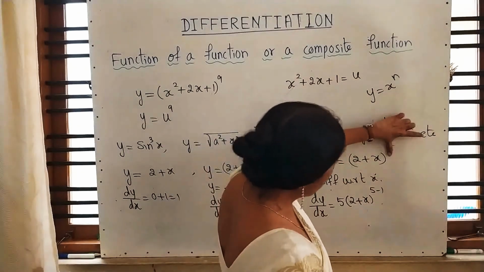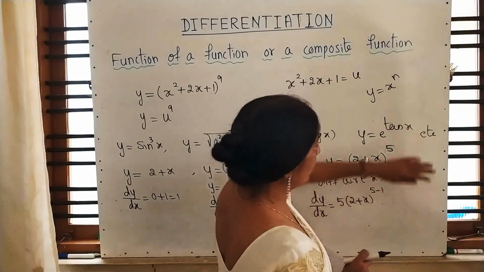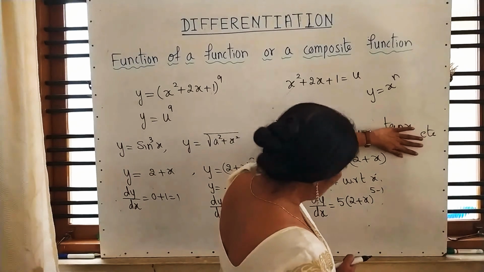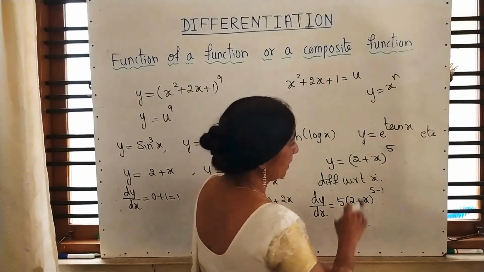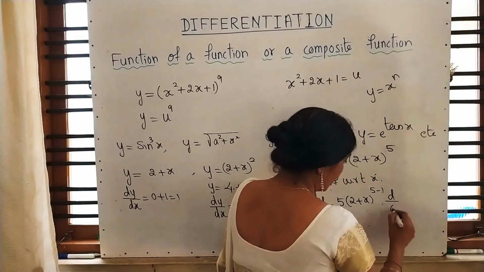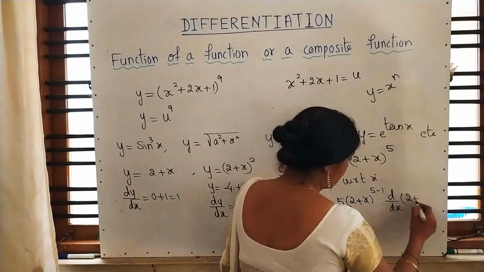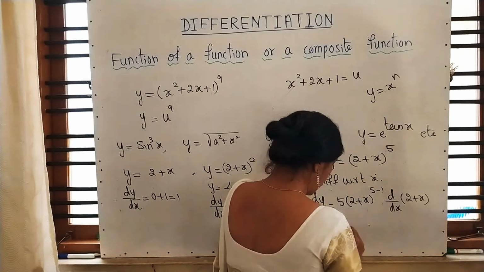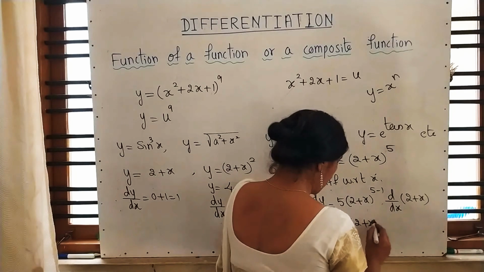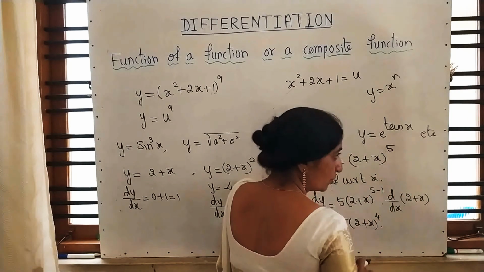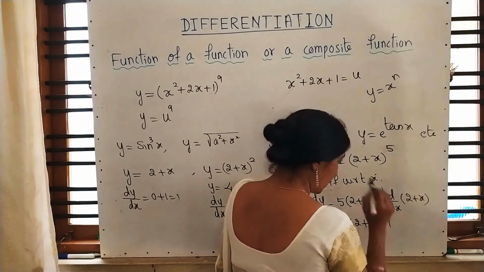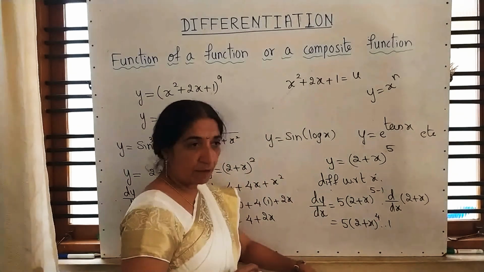Now close that in the given problem. When you close that, what is remaining? The remaining is 2 plus x. Differentiate that. So it is 5 into (2 plus x) raised to 4. Differentiation of 2 will be 0 and differentiation of x will be 1. Is it very simple or what?